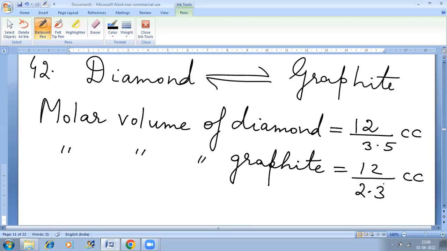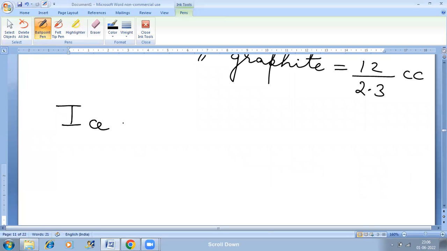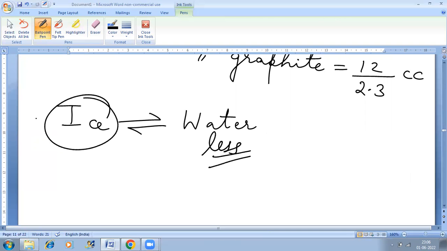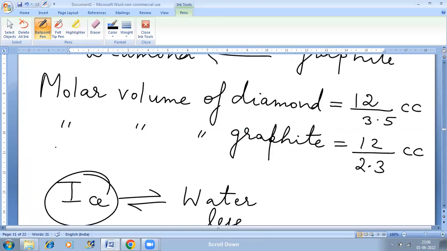This happened because the molar volume on the left-hand side is less than the molar volume on the right. So remember, if I apply more and more of pressure, then the system wants to shift to that direction where the volume is less. Just like you have ice water system, if you apply more and more of pressure, then the equilibrium shifts forward. Why? Because molar volume of water is less than the molar volume of ice. 43rd question.